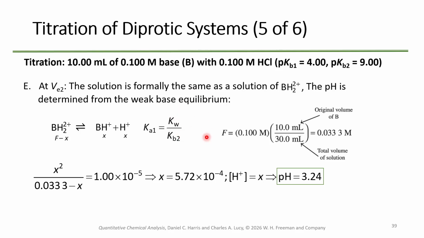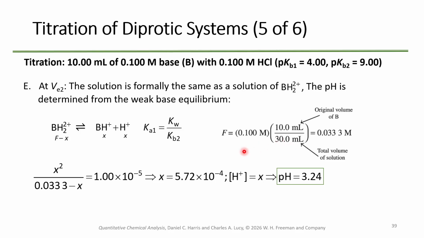Okay, so again, don't forget though that your Ka1 here, which is your most acidic form, your first deprotonation, is going to be Kw divided by Kb2, right? So don't forget to get that value. Also, don't forget, we're going to have another modified formal concentration. So that's going to be the 0.1 molarity times 10, which is the original volume of your base, divided by your total volume of the solution, which in this case is going to be 10 plus 10 plus 10, which is 30. Okay?